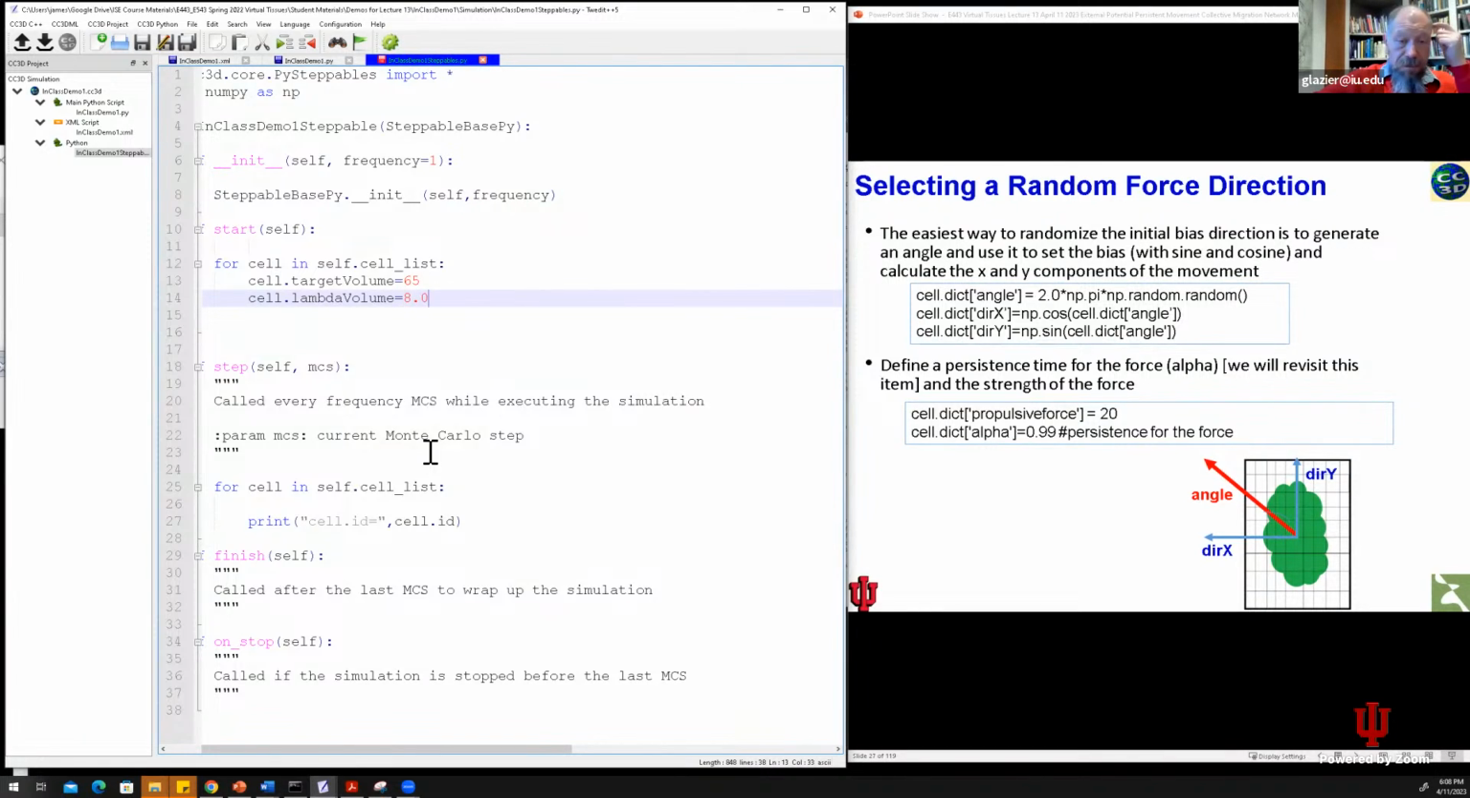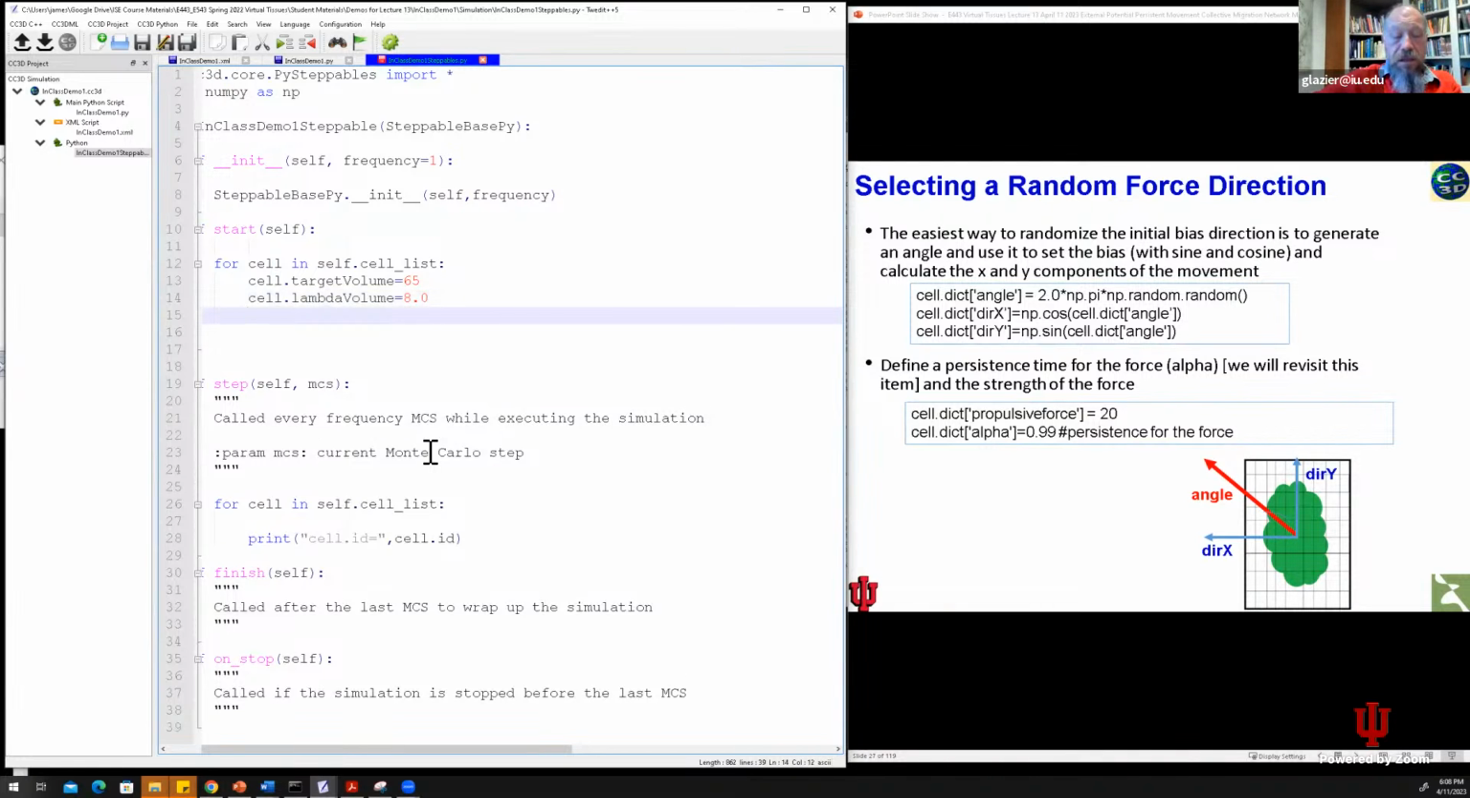And now I have to start building the things that I'm going to need. So I need to have an angle for the cell. I'm going to create a dictionary entry for the angle. And this is going to be a random number in radians. So I multiplied by 2 times NP. NumPy has pi built in, so NP times pi.